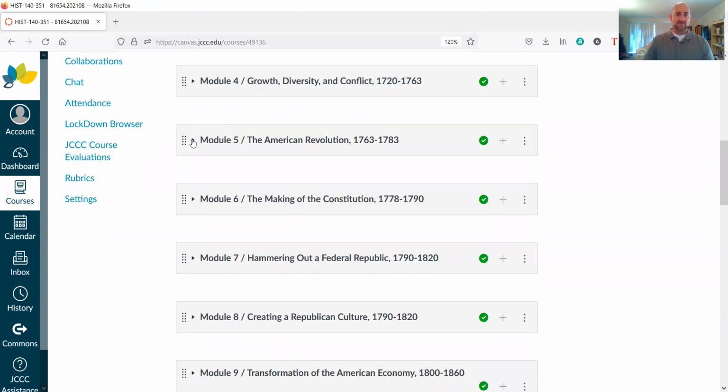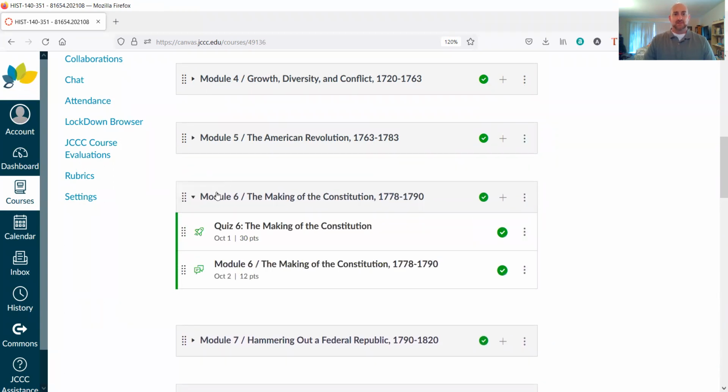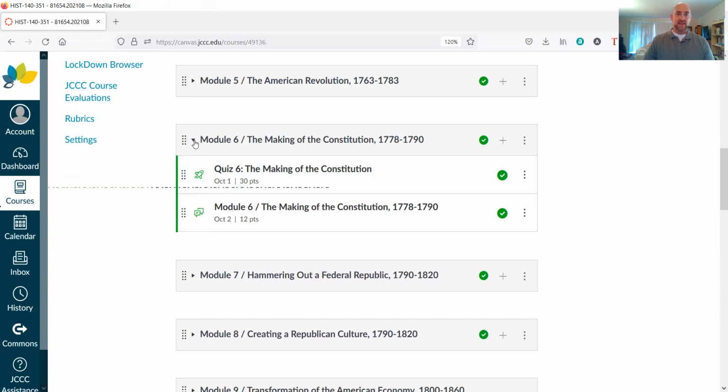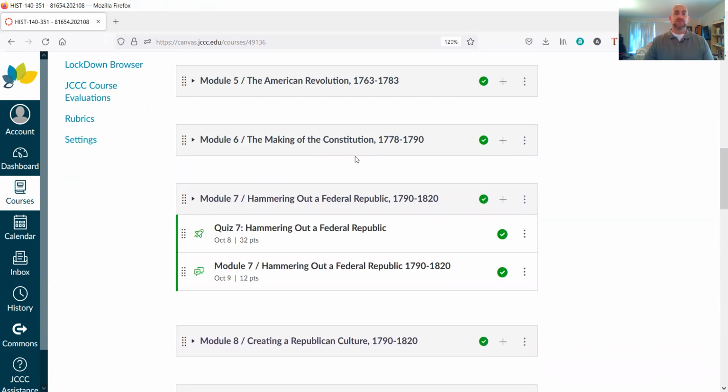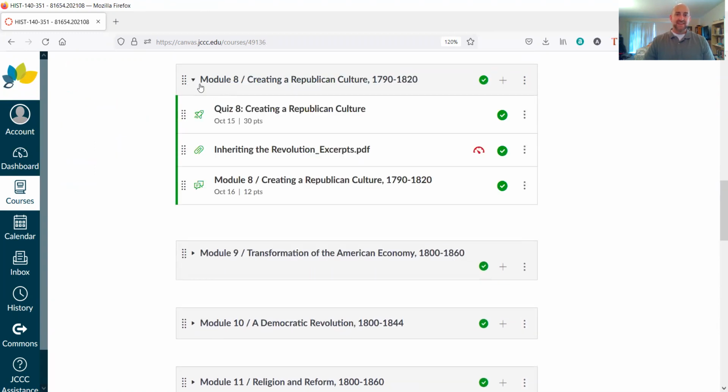In week 5, you have the American Revolution. Module 6, the week on the Constitution and the making of the Constitution and state constitutions. Week 7 goes into the early Republic. Weeks 8 and 9, you'll also have extra readings.